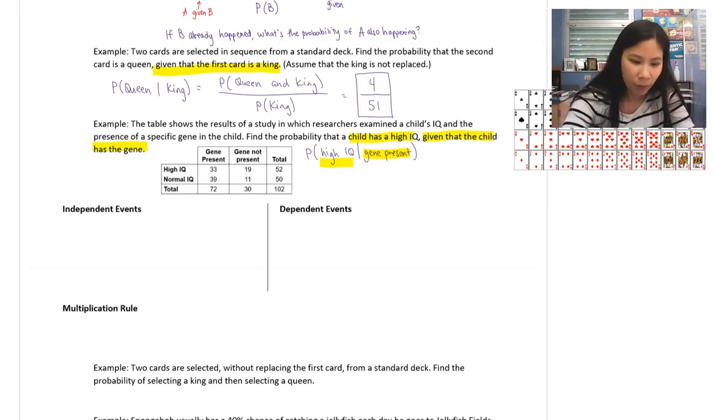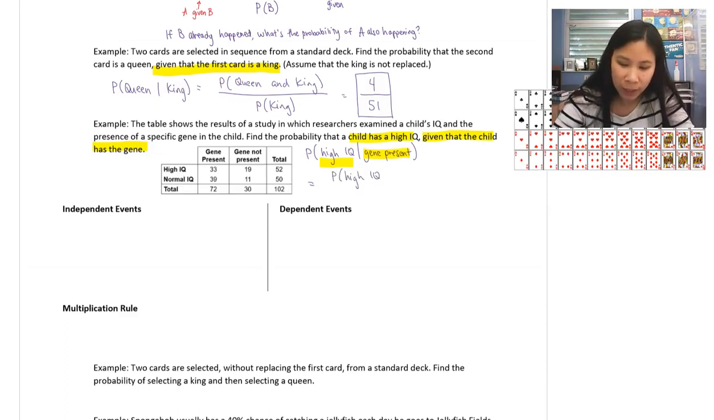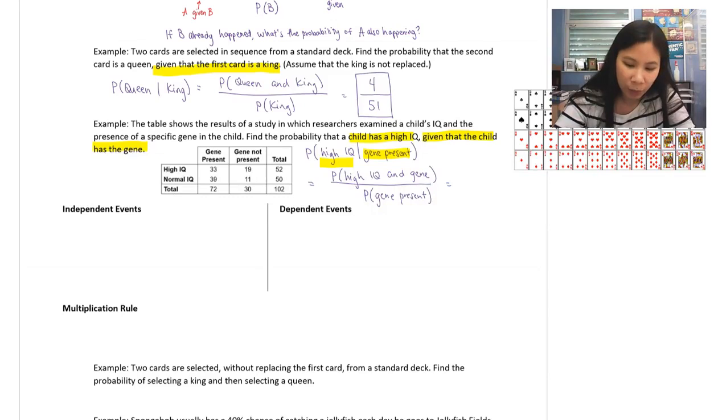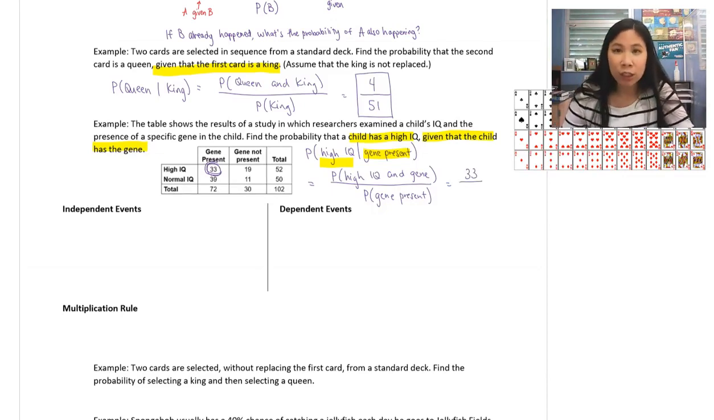So then, to complete our formula, on top we're looking for the probability that the child has high IQ and they have the gene. And on the bottom we're just dividing by the probability that the gene is present. So when we talk about "and" over "given," high IQ and gene, if you look on the table, the people who have high IQ and have the gene is right here, those 33 people. So those are the people with both, so "and." And then what's given is that the gene is present.